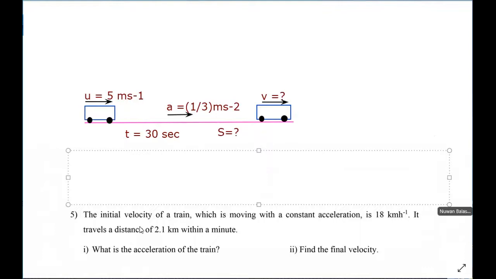The initial velocity of a train, which is moving with a constant acceleration, is 18 km per hour. It travels a distance of 2.1 km within a minute. What is the acceleration of the train and find the final velocity?